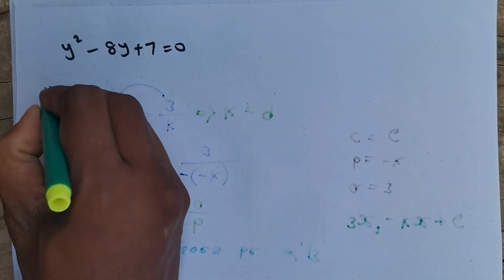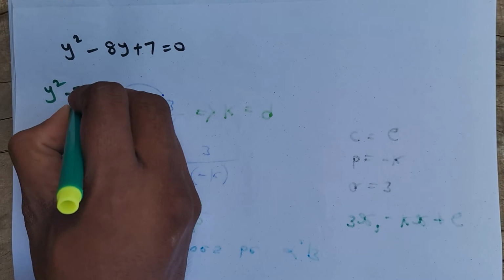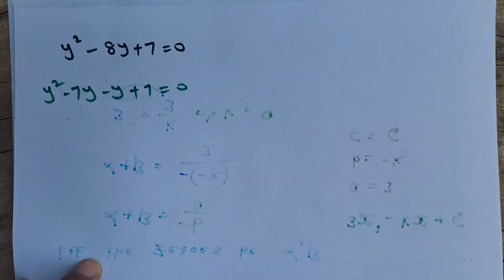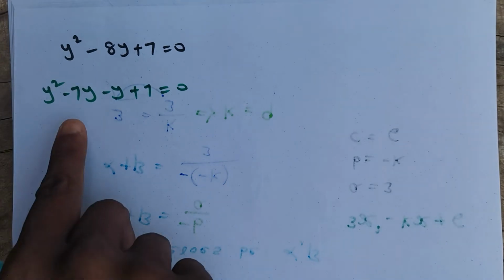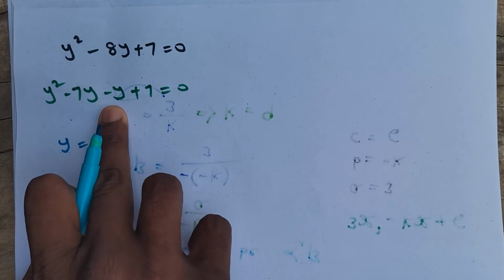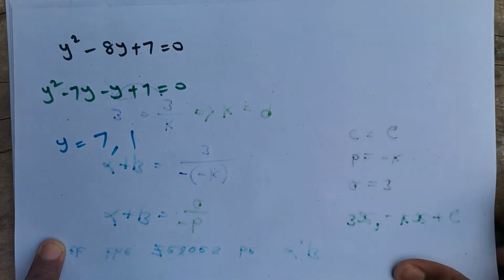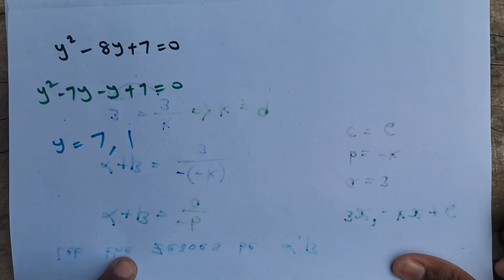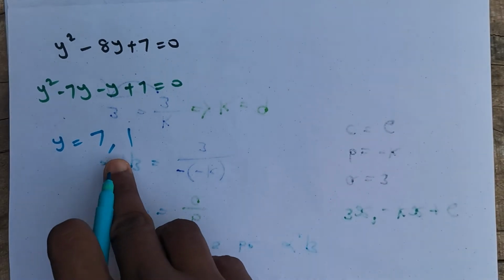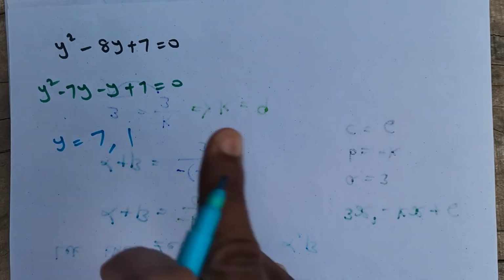y square minus 8y can be written as y square minus 7y minus y plus 7 is equal to 0. Here minus 7 is there, so y value will be plus 7. Here minus 1 is there, so y value will be plus 1. So y value is 7 or 1. y is nothing but age of son presently.